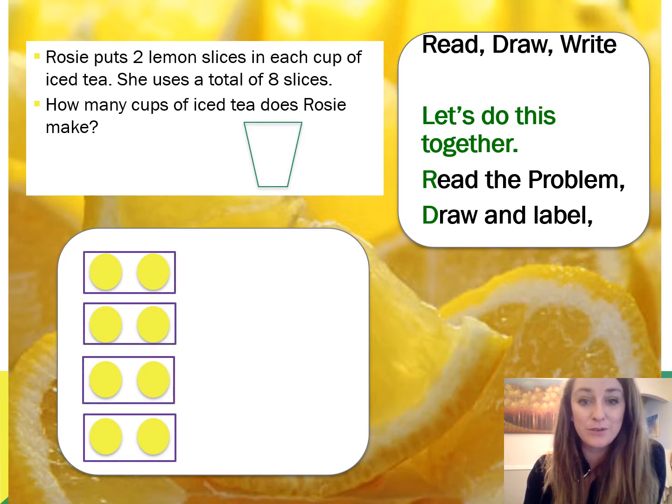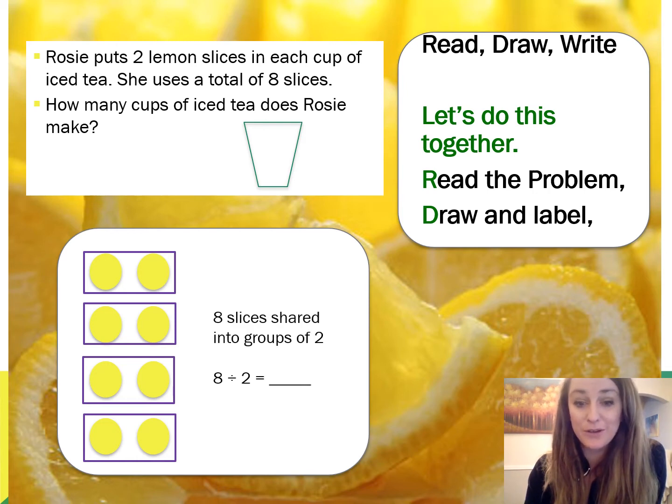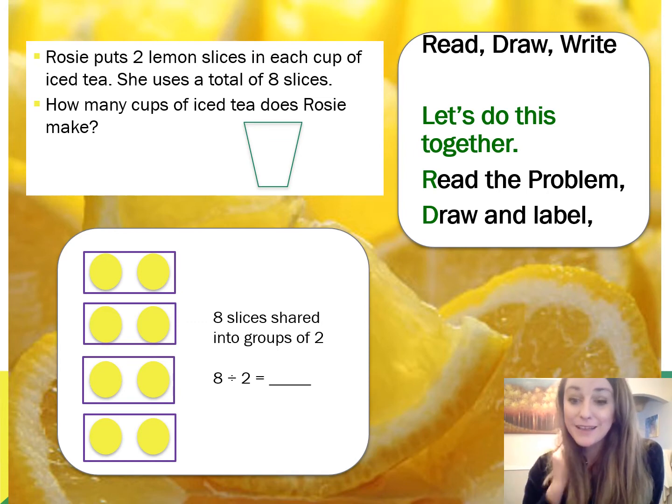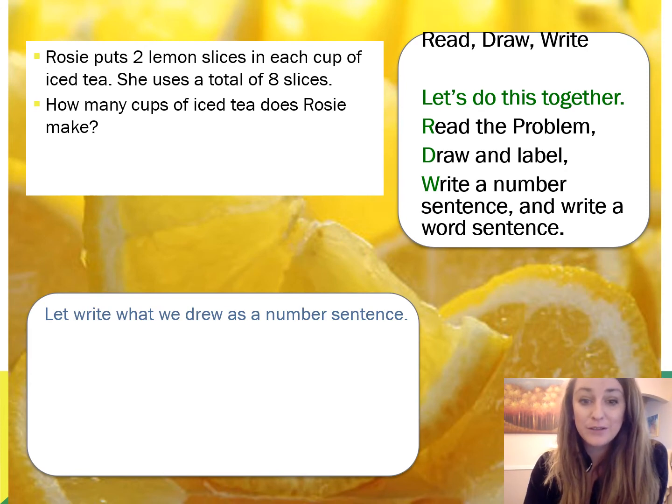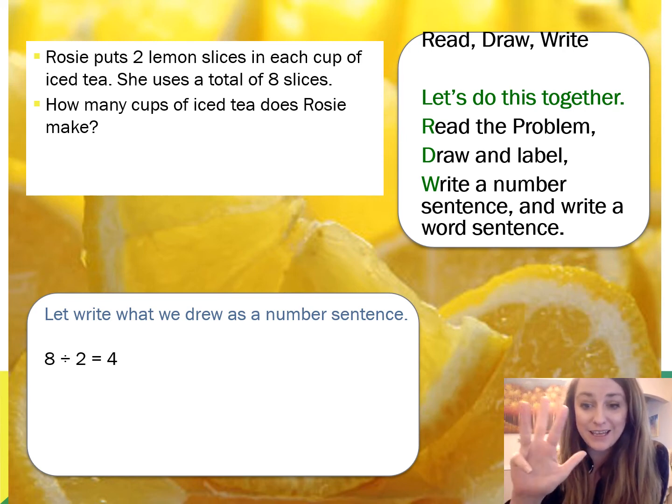We see those 2 in each cup. We see that there's a total of 8. 2, 4, 6, 8. This tells me my division sentence is going to be 8 divided by 2. Now, let's write what we drew as a number sentence. 8 divided by 2 equals 4. 2, 4, 6, 8. There are 4 2's in 8.